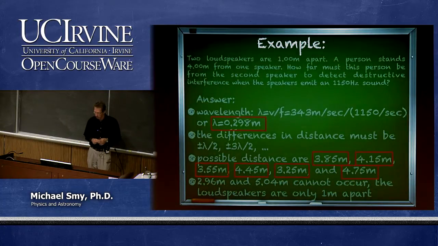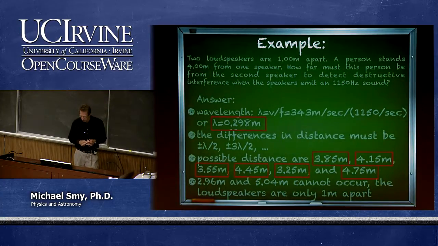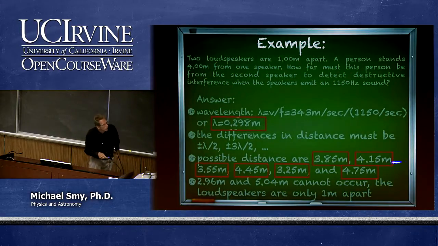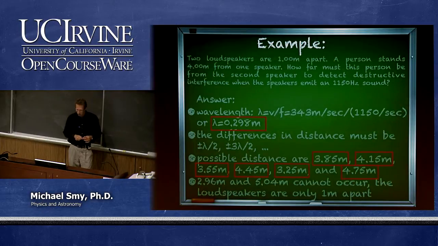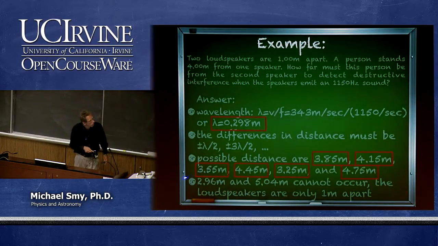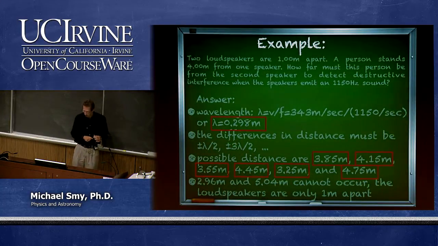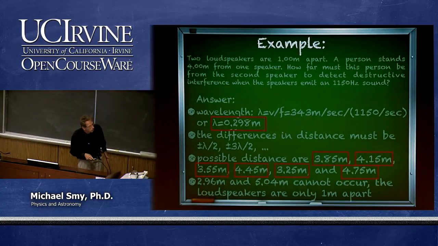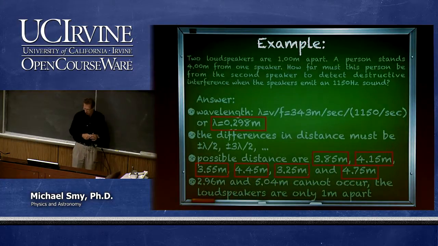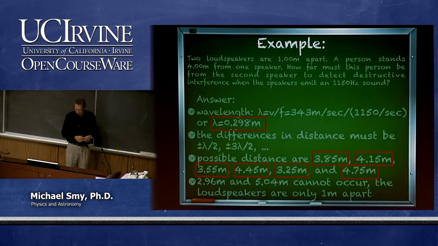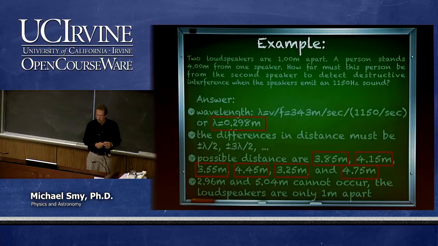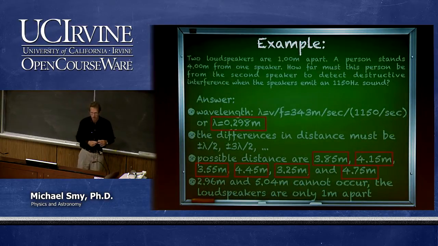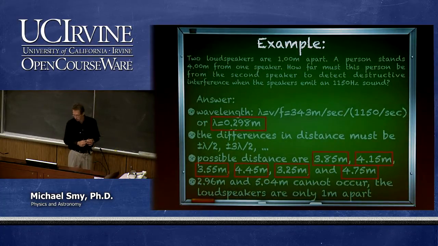And that means that we have several possible distances. For example, we can have 15 centimeters less or 15 centimeters more to the 4 meters, or 3.85 meters and 4.15 meters. Or we can have 45 centimeters more or less than the 4 meters, which is 3.55 meters or 4.45 meters. Or we can have 75 centimeters more or less than the 4 meters. And that's the 3.25 meter and the 4.75 meter. The next set, which would be roughly 1 meter and 5 centimeter difference, cannot occur anymore because the loudspeakers are only 1 meter apart. So if you're 4 meters away from one of the loudspeakers, you can't be 5.04 meters away from the other loudspeaker, or 2.96 meters away from the other loudspeaker.